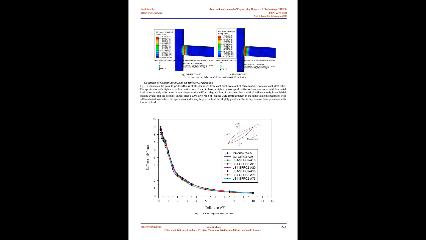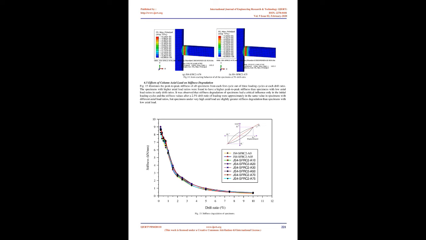JS4-SFRC2A70, H. JS4-SFRC2A75. Figure 13, Load displacement hysteretic responses of all simulated specimens. The average maximum load carrying capacity of the specimens under different column axial load levels is exhibited in Fig. 12. 6.2 Influence of column axial load level on damage and failure pattern.